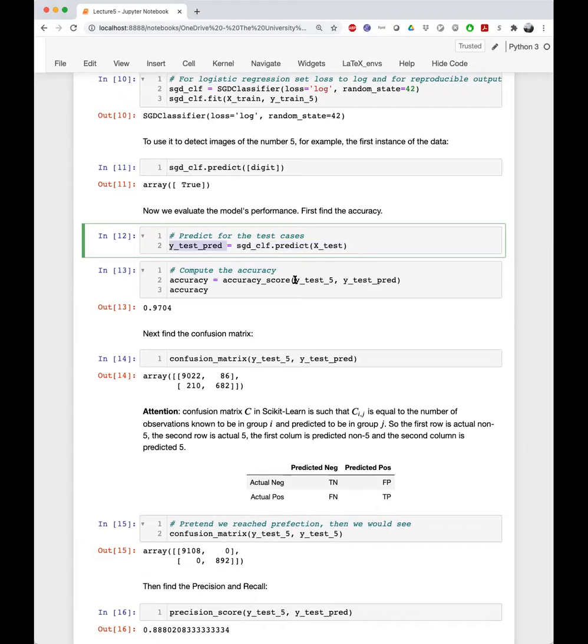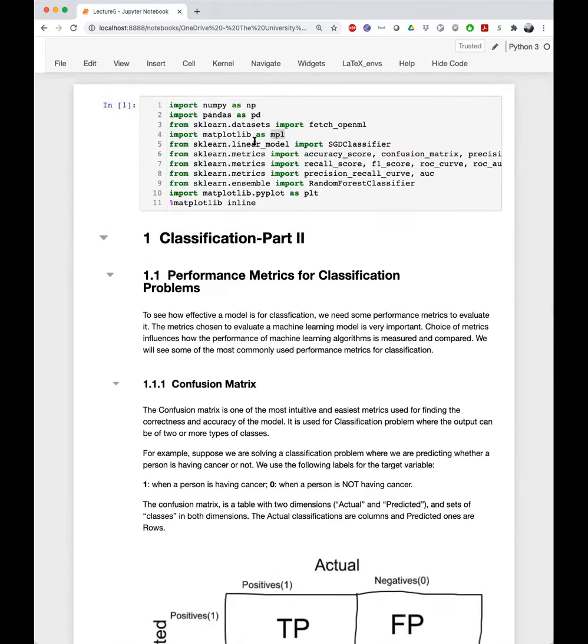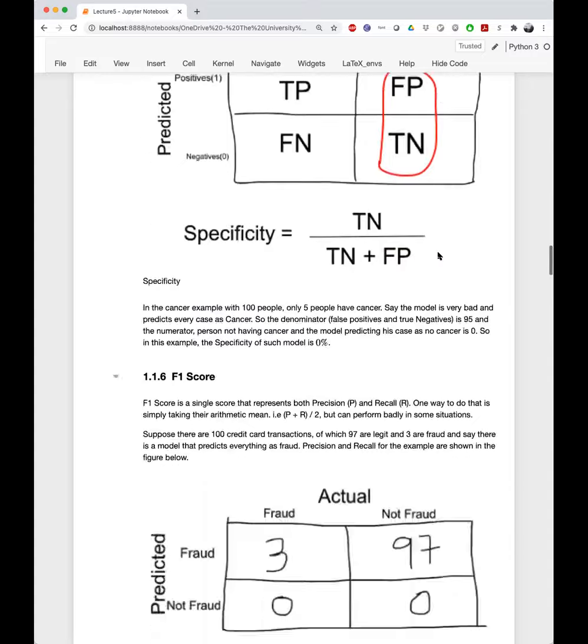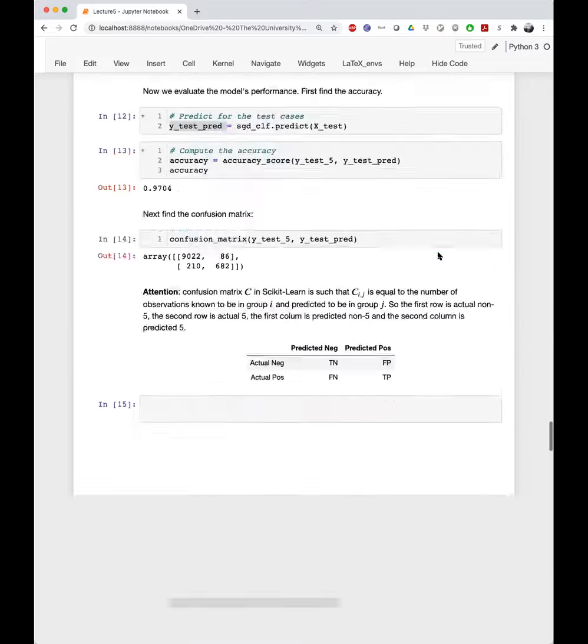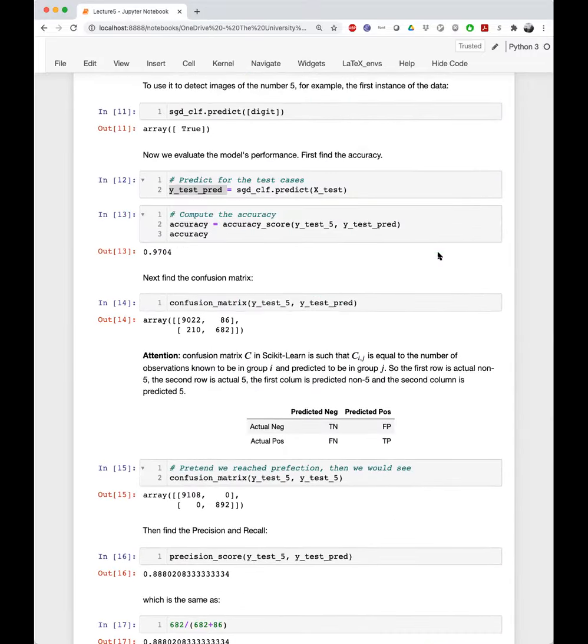And then you can simply call accuracy score, which is imported here from sklearn.metrics. You can import accuracy score, and we have already done that from the previous lecture. Okay, and then we can see the accuracy score printed out. It's 97.04, right? So the accuracy score is not bad.